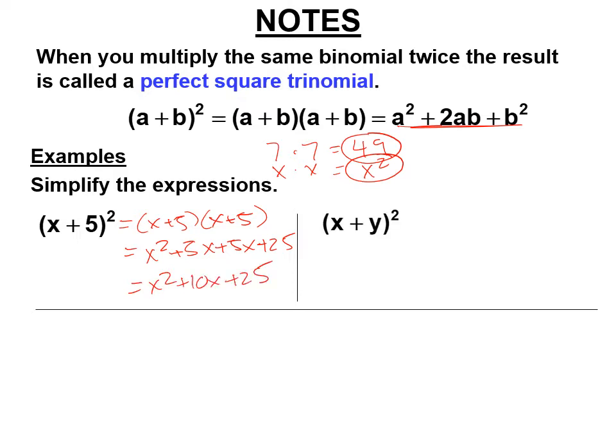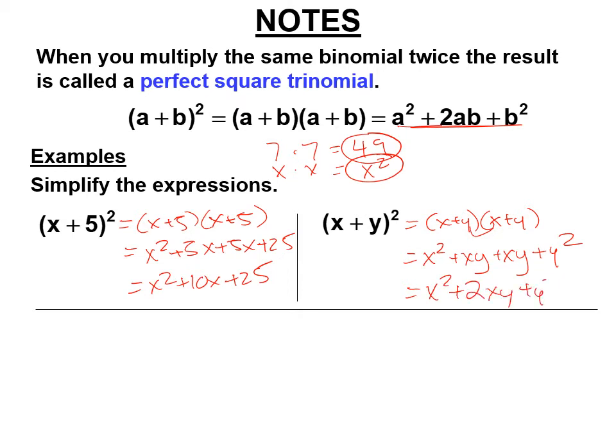All right, x plus y squared. So it would be x plus y times x plus y. You get x squared for the first. Outer is xy, x times y. Inner is y times x, also xy. Y times y, y squared. And you get x squared plus 2xy plus y squared, which is exactly the same as the example, except I used x and y instead of a and b.